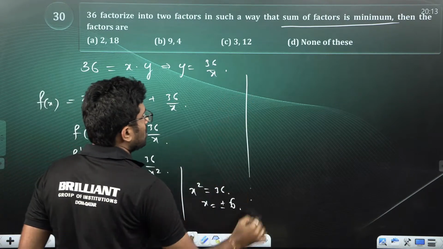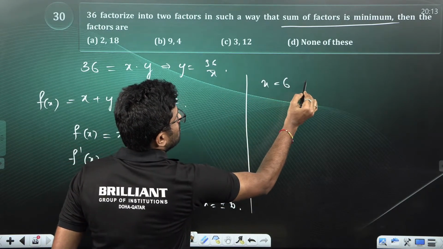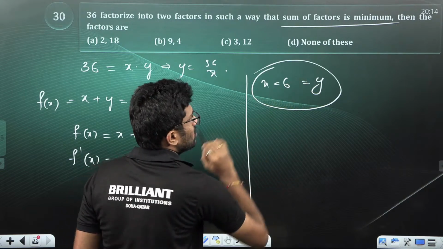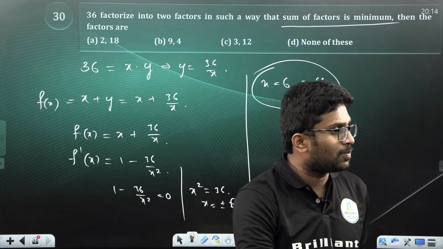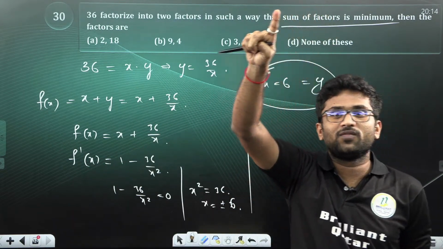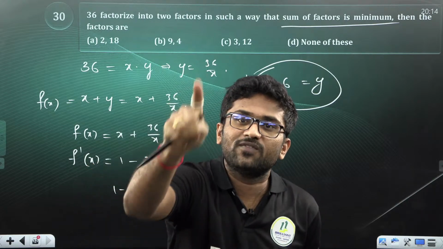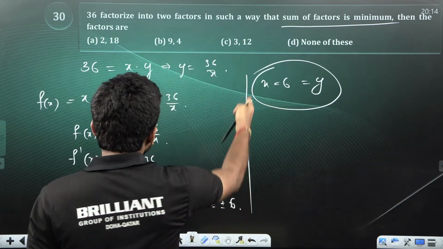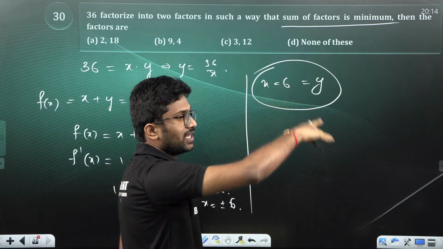Only the positive value we take. If x equals 6, y is also equal to 6. The sum of the factors is going to be minimum if the factors are equal. That's it.